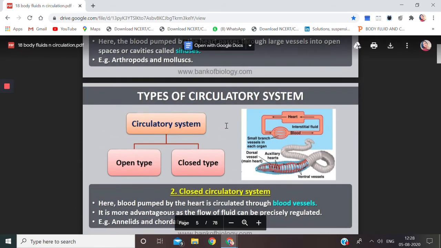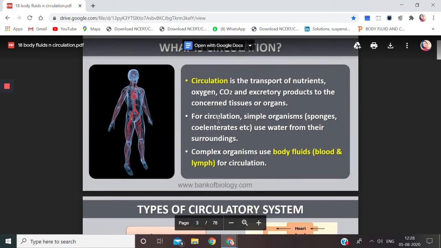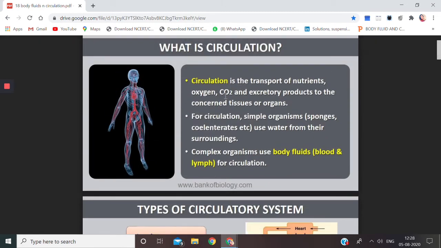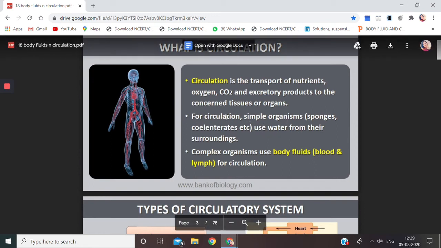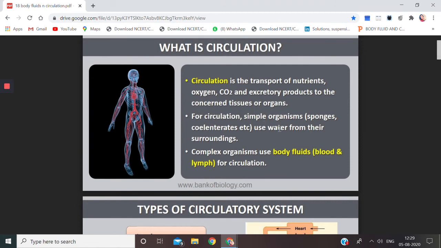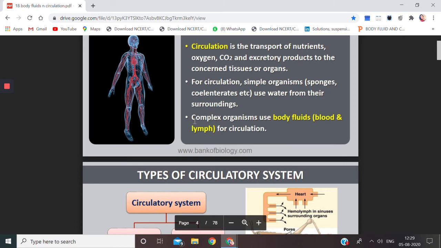So those are the two types of circulatory systems. And what is circulation? It is the transport of nutrients, oxygen, carbon dioxide and excretory products to the concerned tissues or organs. For circulation, simple organisms use water from their surroundings because they do not have a very well developed circulatory system. So they use simple procedures like diffusion or osmosis, and complex organisms use body fluids like blood and lymph for circulation. In the smaller organisms, they use water from the surroundings for circulation.